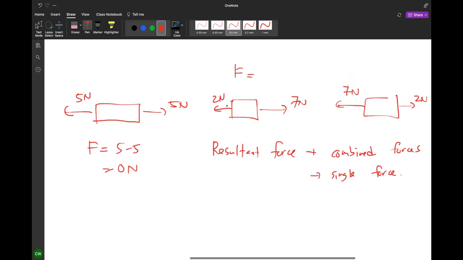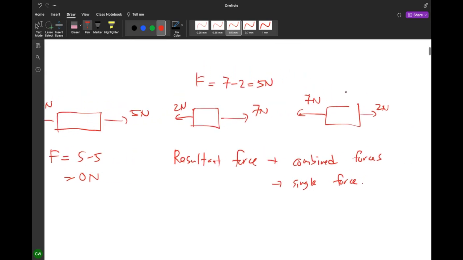What about the second one? Are they balanced? Not balanced. One is larger, the other side is smaller. So pick the larger one minus the smaller one. So 5 Newton. What is the direction of the resultant force? 7 minus 2 is 5. So you follow the larger force to the right. This is to the right.